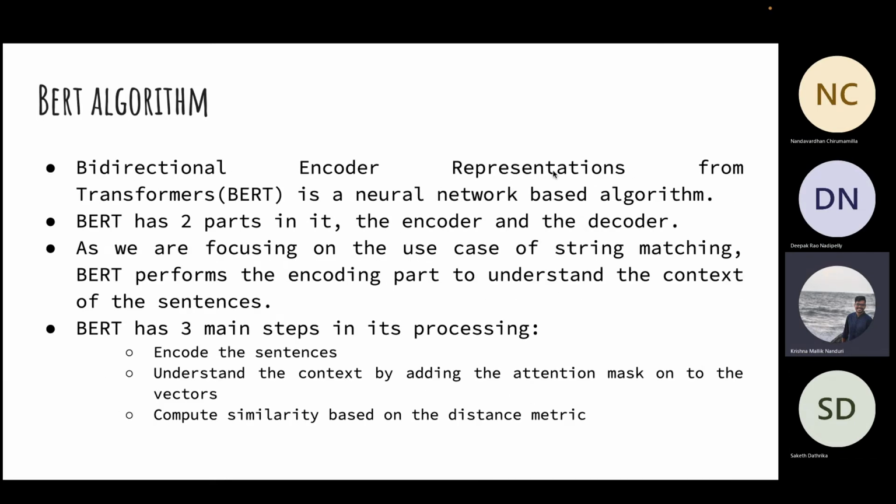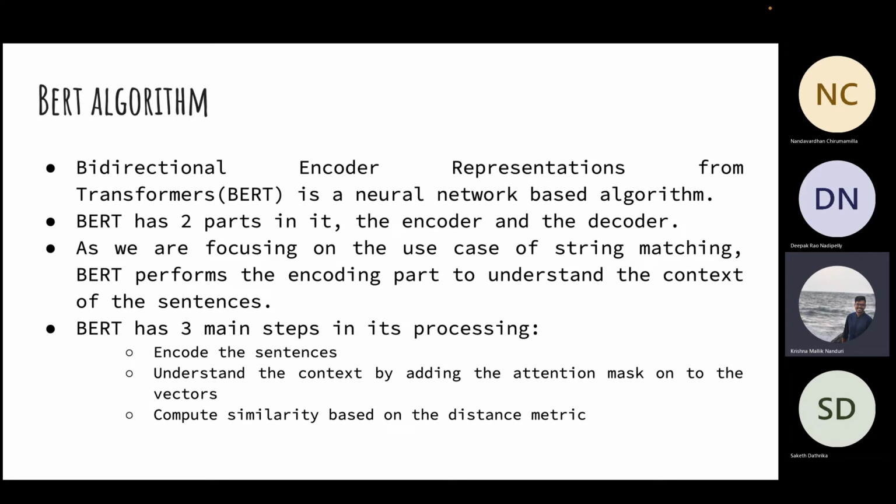So I'm going to cover the BERT algorithm that we have used to compare the strings. BERT stands for Bidirectional Encoder Representations from Transformers. This is a neural network based algorithm. As the name suggests, BERT has two parts in it: one is the encoder and the other is the decoder. As we are focusing on the use case of string matching, BERT performs the encoding part to understand the context of sentences from the encoder side. So we just focus on the encoder side of BERT.